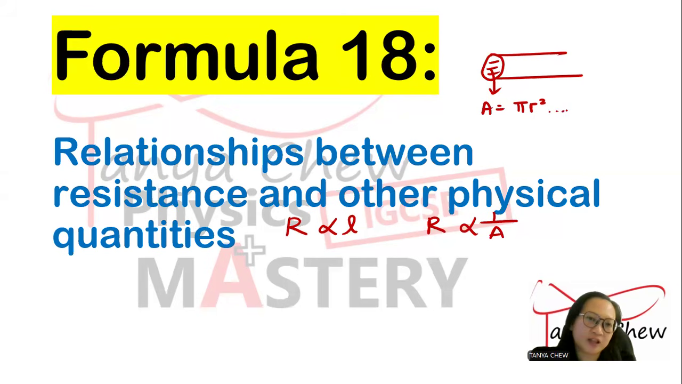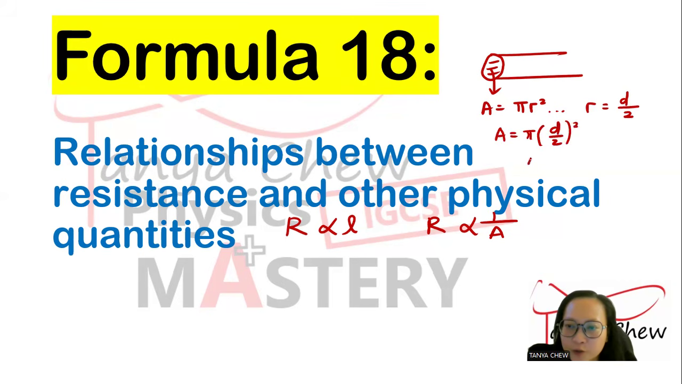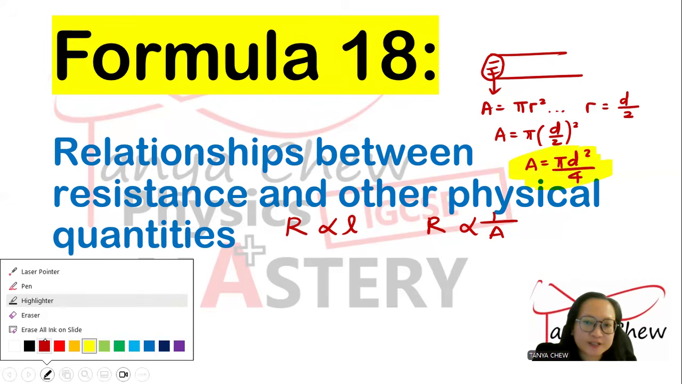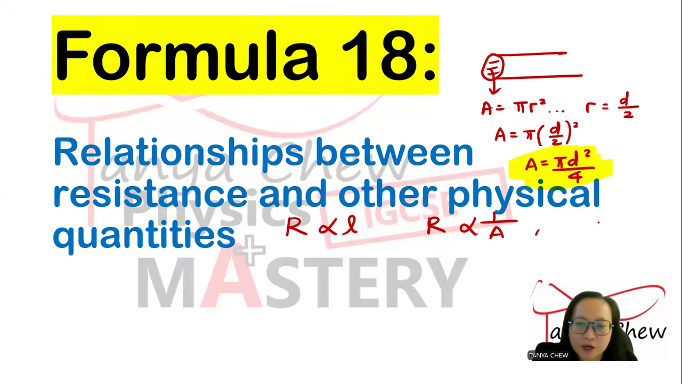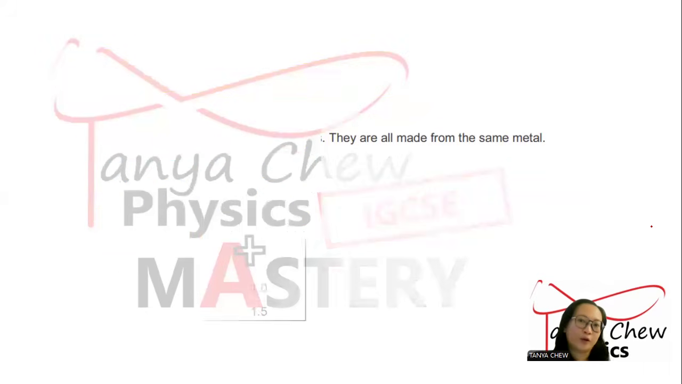But we don't have apparatus in the lab that we can use to measure the radius of the circle. That is why r is equal to diameter over 2. Sub into the equation, you have pi times d over 2, you square it. So you have area is equal to pi d squared over 4. Remember this. Since resistance is inversely proportional to area, you can also say that resistance is inversely proportional to diameter squared, because area is proportional to diameter squared.